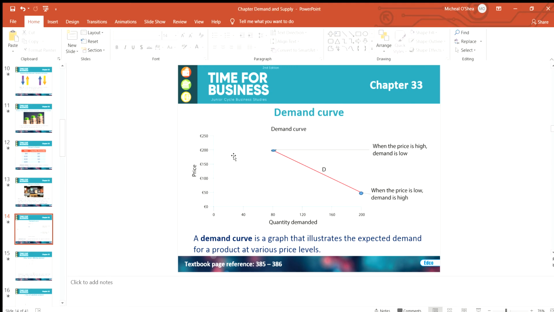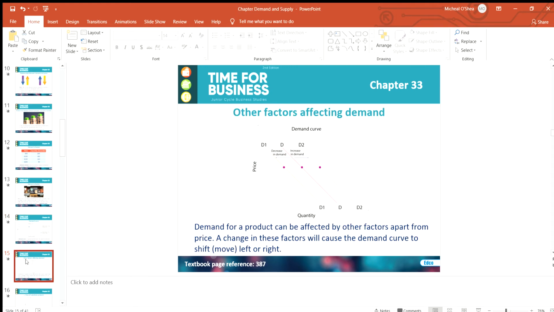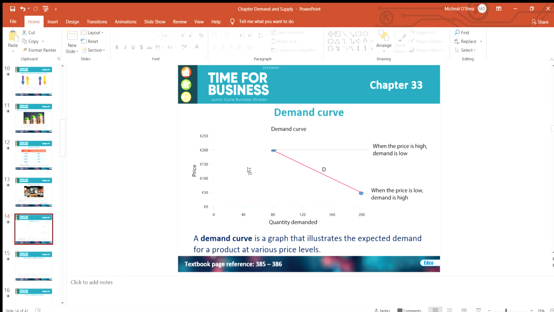So this is our demand curve we see here. If I go over to the next slide, we see that if the demand increases, the line just moves further right. So the further right the line goes, the higher the demand. So if I go back to this here, I've lost my little line.